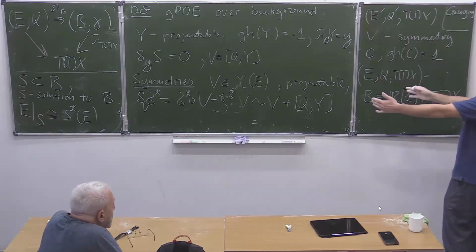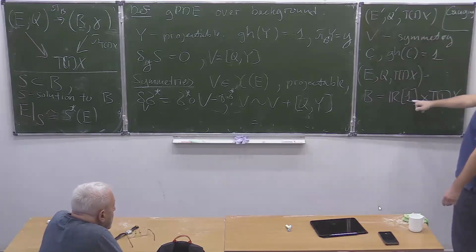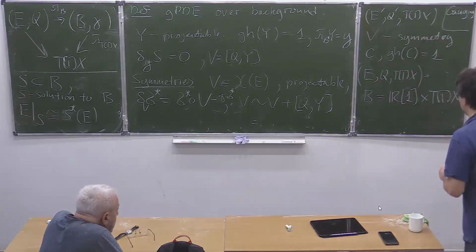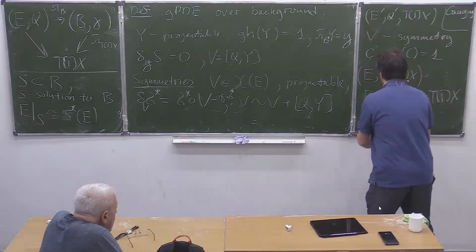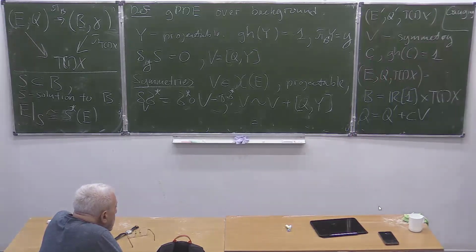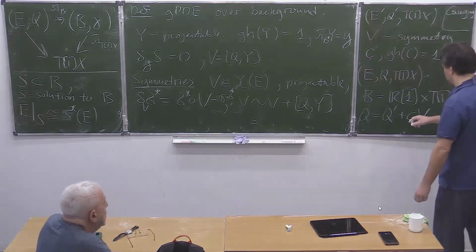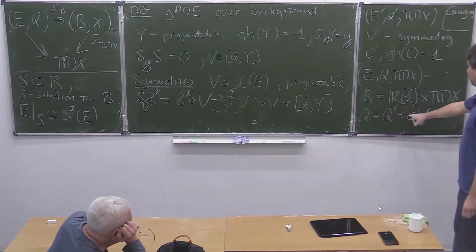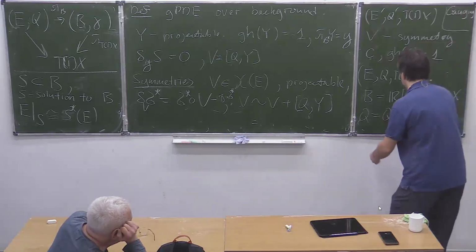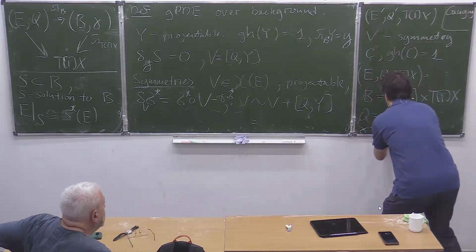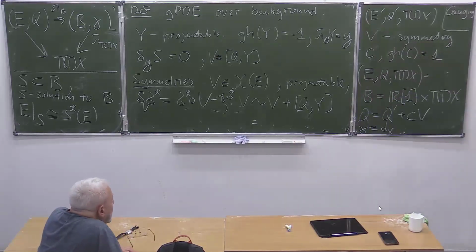I pull back my initial GPD to this new base. The homological field here is Q, which is Q prime plus CV. So, of course, this Q projects to C, and on B I have my gamma is just dx in this case because there is nothing left.